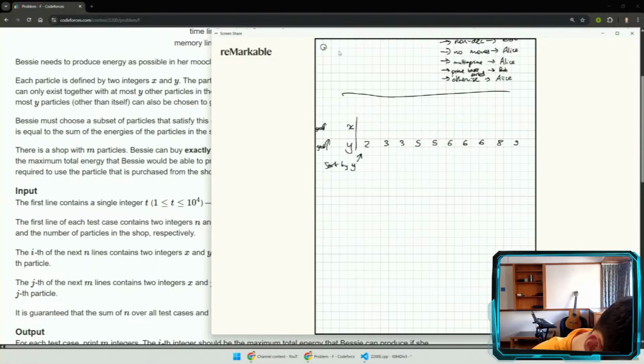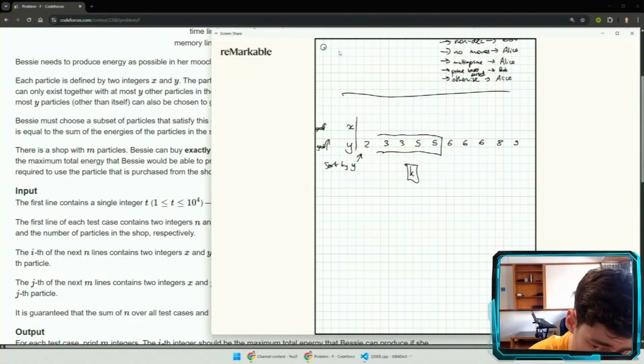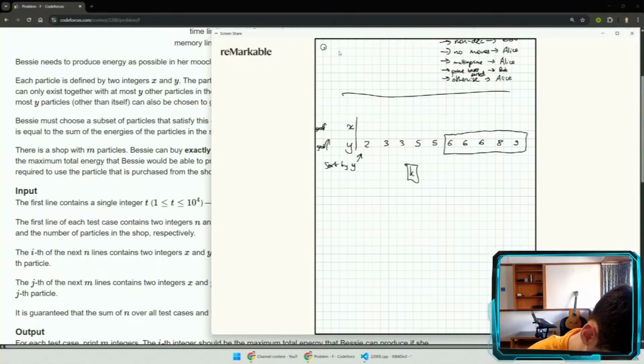Basically, what we're doing is we draw a line. We choose how many particles we're going to choose, let's say some k, and that excludes some prefix, because these are pretty picky particles, they want to be chosen alone. And so we have to choose at most k from the remaining suffix. It's fine if we choose less.